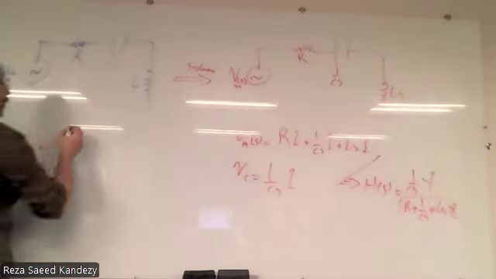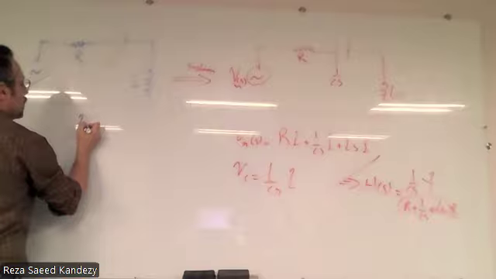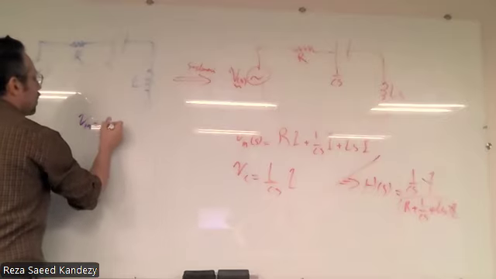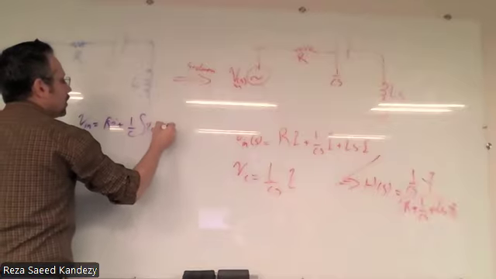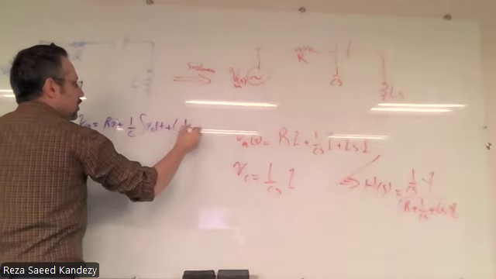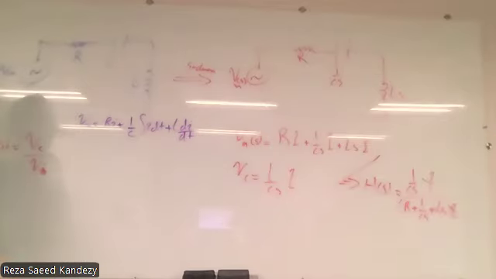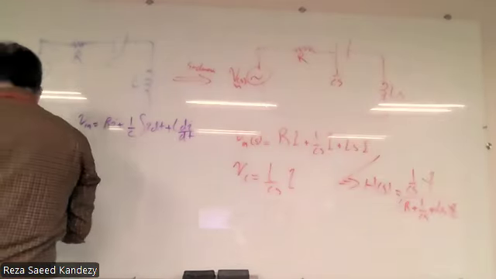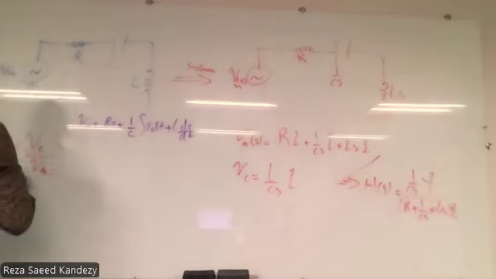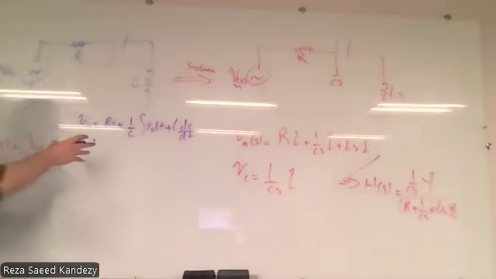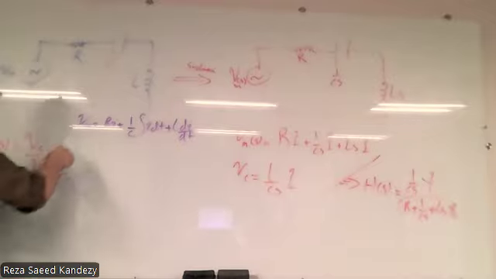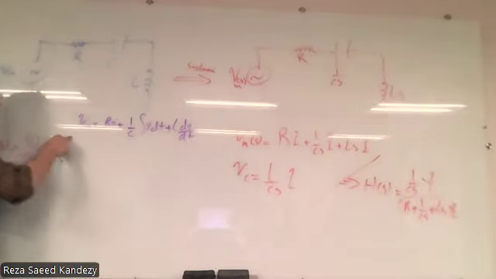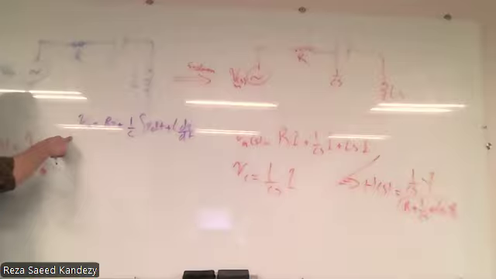If we run a KVL over our original circuit, we are going to have the input voltage equal to the RI plus 1 over C, the integral of the I, plus L di over dt. We don't like integral, so we are going to take a differential. This is one way to do that. Now, before I take a differential, in the previous example, we simply get a Laplace transform of this KVL and we find out our transfer function.